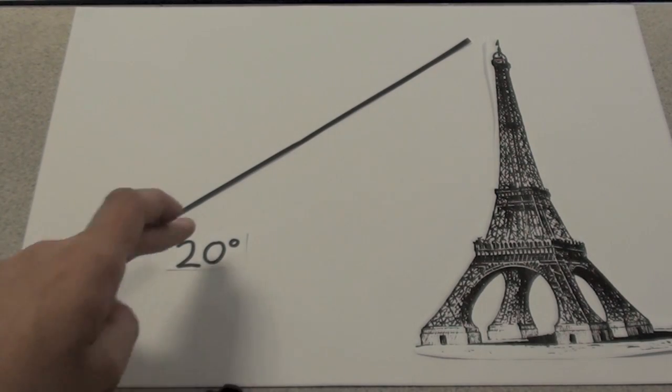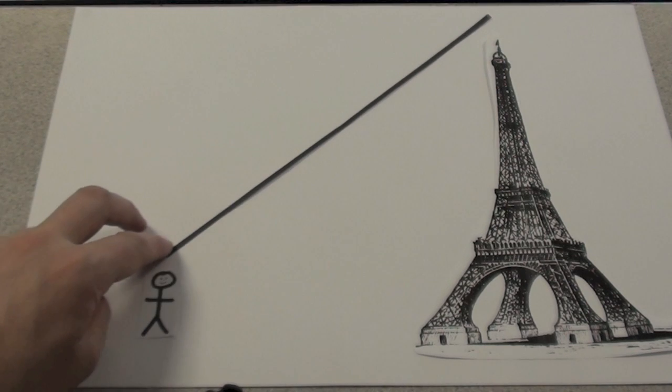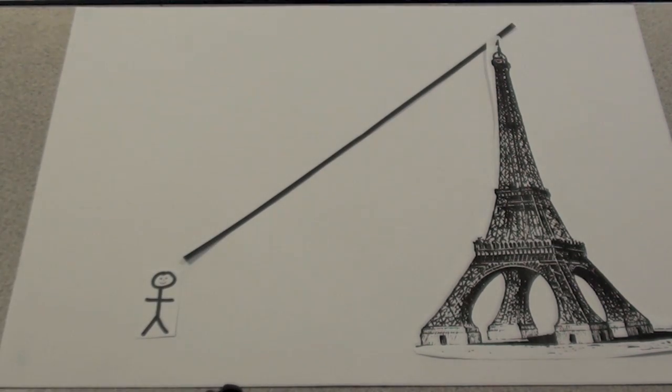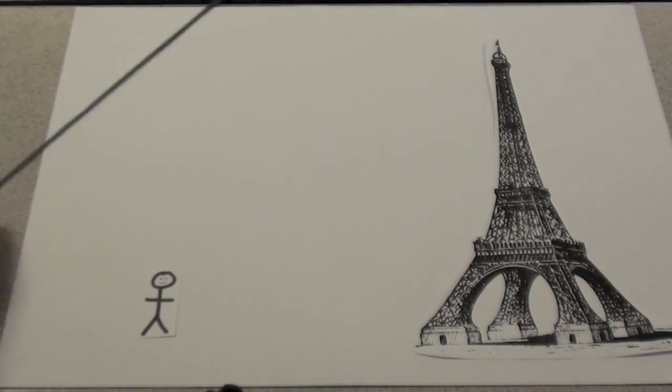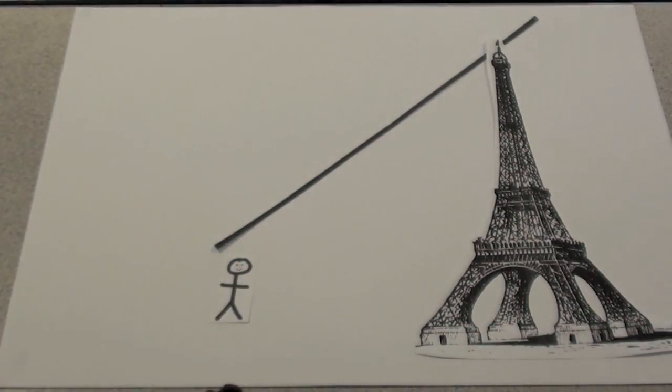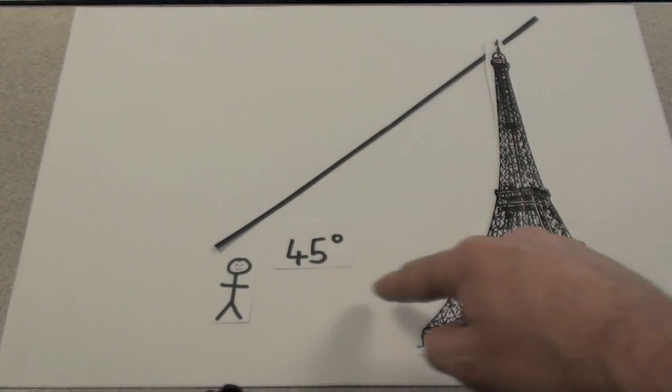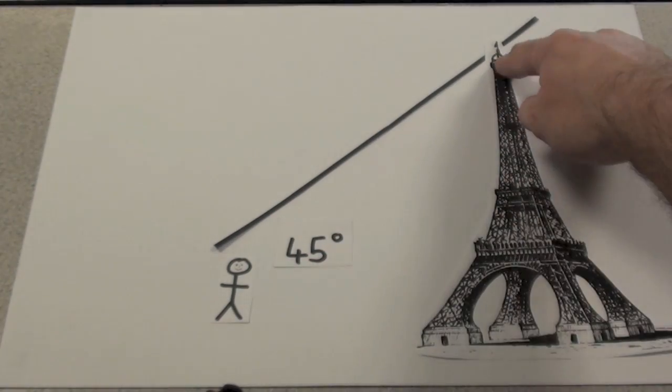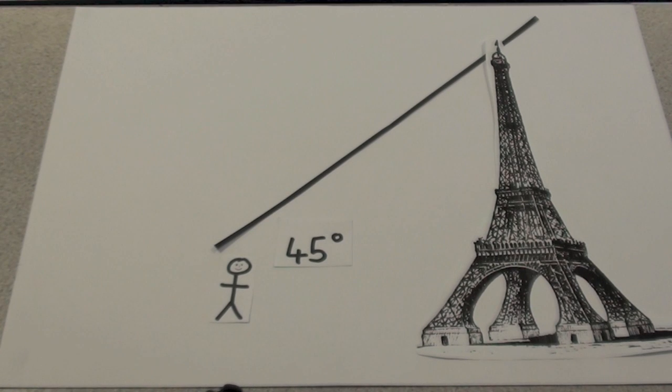At 20 degrees, he's not quite happy, so he moves closer and remeasures. He finds that the angle between the ground and the top of the Eiffel Tower is now 30 degrees, but he's still not happy, so he moves ever closer, and he finds that the angle is now 45 degrees. He has created an isosceles right-angled triangle, so both sides are the same and both angles are the same.